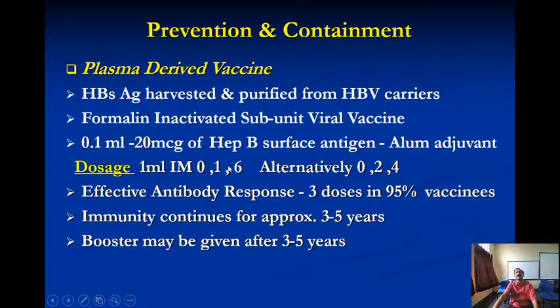Just for completion, the plasma-derived vaccine was surface antigen harvested and purified from hepatitis B carriers, and it was a formalin inactivated subunit viral vaccine. It used to be put in an alum adjuvant and given at 0, 1 month and 6 months, or 0, 2 months and 4 months, and there was an effective antibody response. After 3 doses 95% of the vaccinees had a response, and it used to last for 3 to 5 years, and the booster was given after 3 to 5 years.